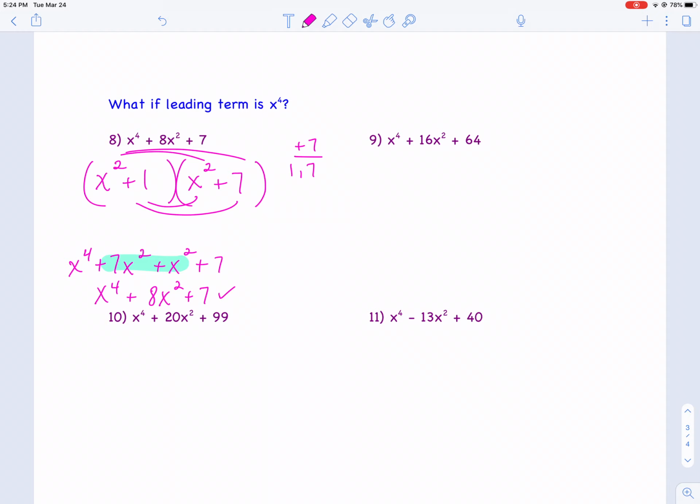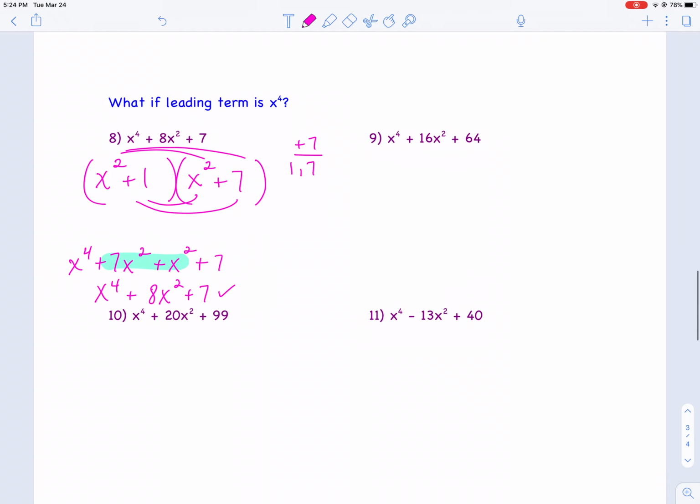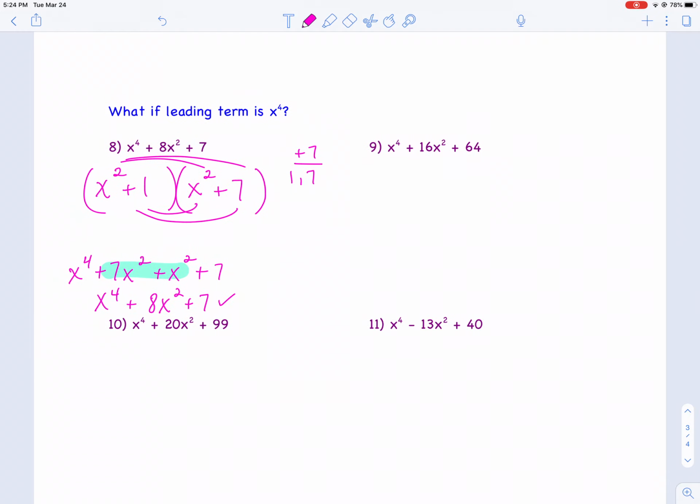And there you go. The only difference is, okay, use x squared in the front of each parenthesis.